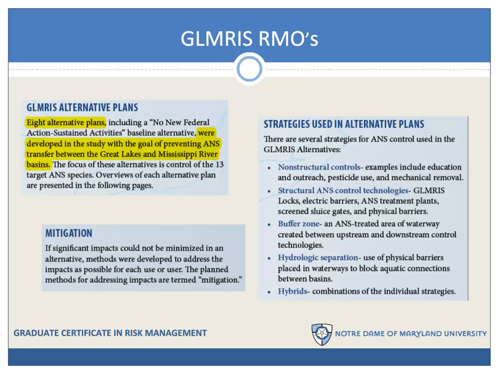One strategy was a non-structural plan. What could they do quickly that might help to control the aquatic nuisance species? And they realized that education and outreach, pesticide use, and mechanical removal are things that could be done without constructing any kind of measures. But if you read the other strategies, you'll see that they combine structural and non-structural measures.